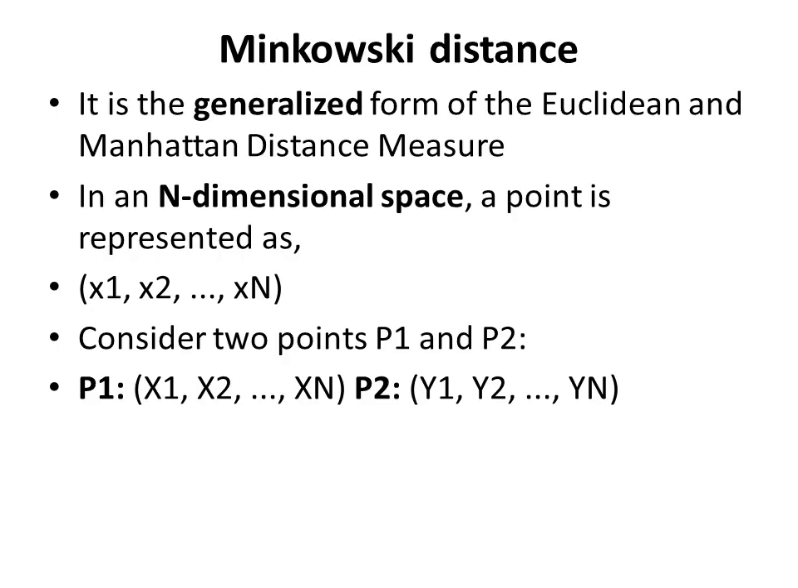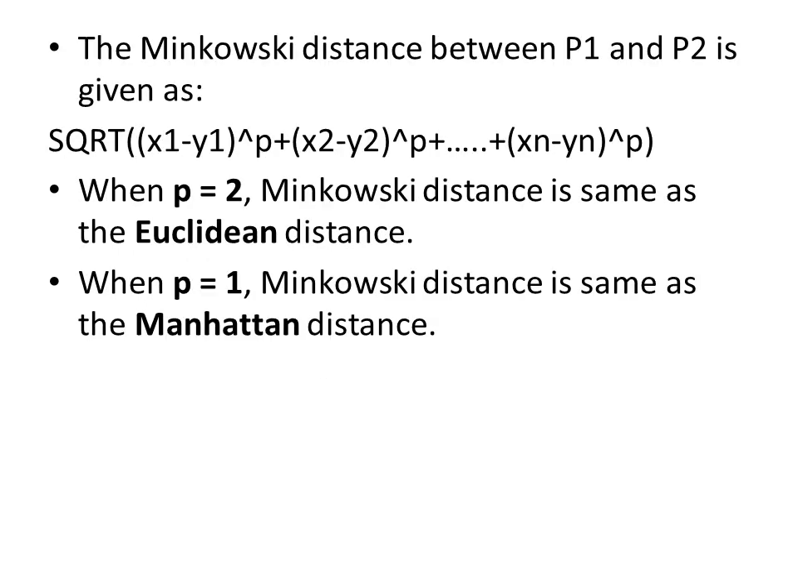Next is the Minkowski distance. It is a generalized form of the Euclidean and Manhattan distance measures. In an n-dimensional space, a point is represented as x1, x2 and till xn. Consider 2 points P1 and P2. P1 is x1, x2, etc., xn. P2 is y1, y2, etc., yn.